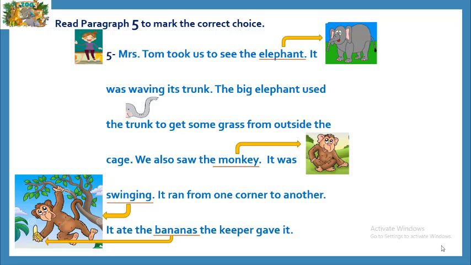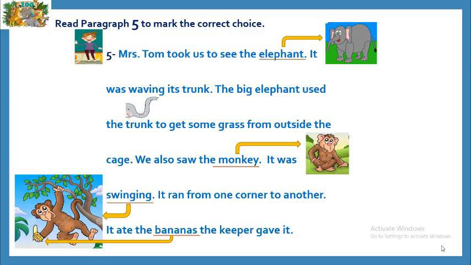Mrs. Tom took us to see the elephant. It was waving its trunk. The big elephant used the trunk to get some grass from outside the cage. We also saw the monkey. It was swinging. It ran from one corner to another. It ate the bananas the keeper gave it.